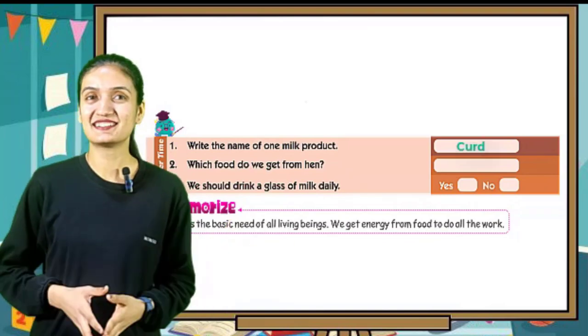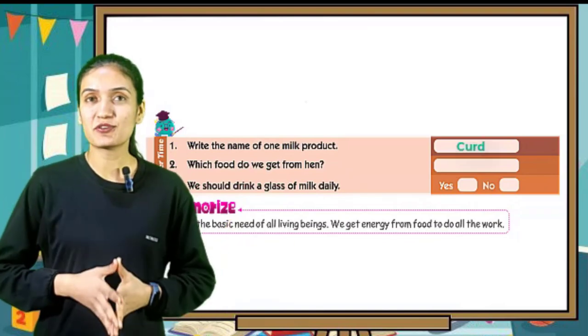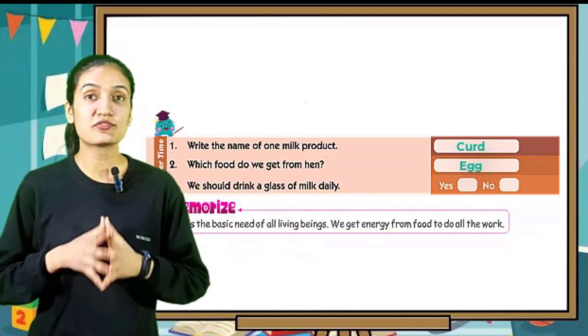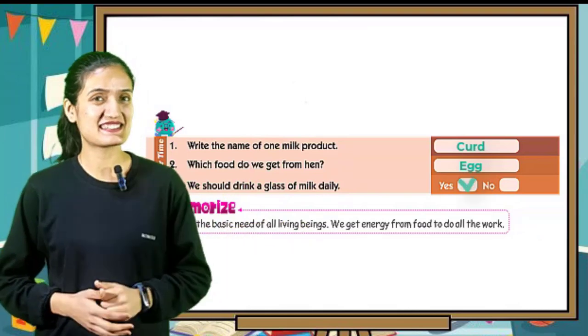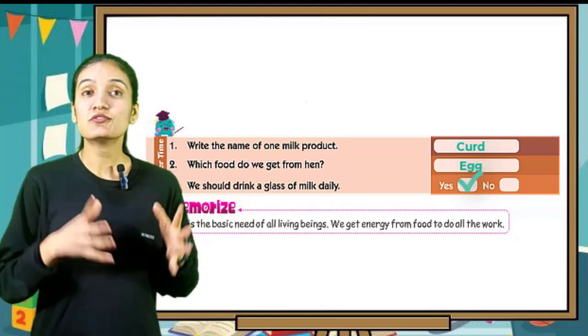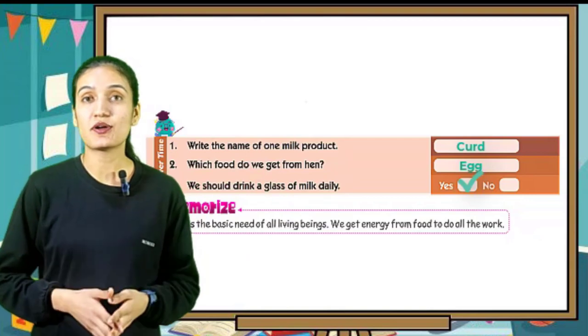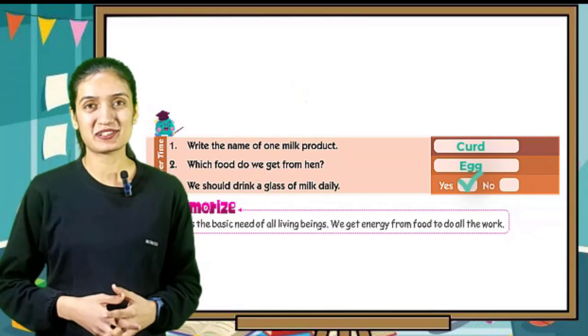It's curd. Which food do we get from hen? It is eggs. We should drink a glass of milk daily. Yes. Now kids, memorize. Food is the basic need of all living beings. We get energy from food to do all the work.